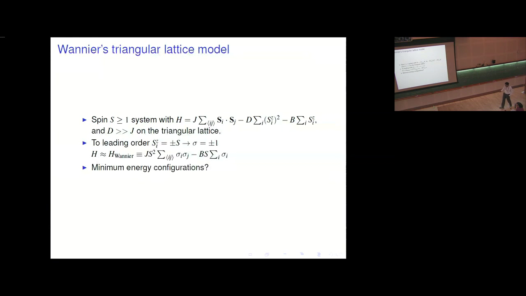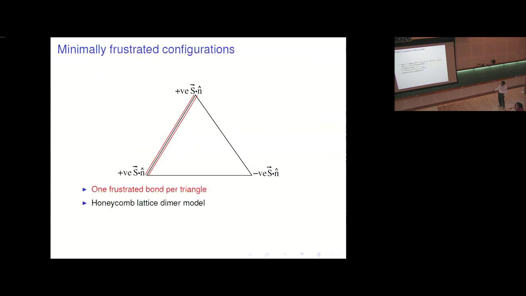Now, this has macroscopically many zero energy configurations. In fact, every configuration of this Ising model where there's exactly one frustrated bond, two sigmas pointing in the same direction, and two unfrustrated bonds on every triangle of the triangular lattice is a ground state. And the number of these ground states is the number of perfect dimer covers on the dual honeycomb lattice. I don't need to remind this audience of that.